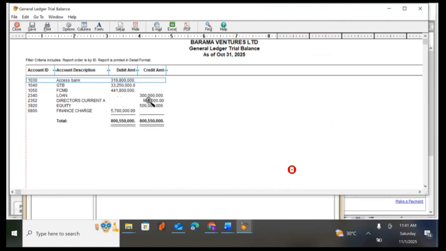You can see the director's current account. What happened here is that it has netted off 1,950 and 2 million naira. So this is the balance. Right now, we are owing the director. That's what the statement is telling us. Because it's on the credit side, it means that we are owing the director. If this was on the debit side, it means that the director is owing us. That is what it means.